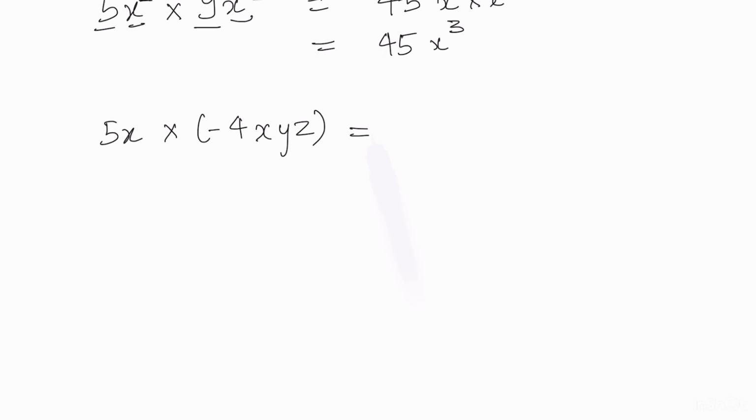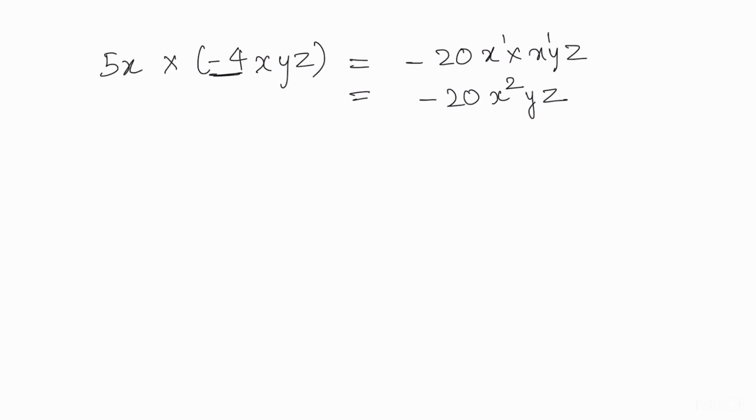Another example, one which is in NCERT, 5x into minus 4xyz. So you will do 5 into minus 4. Please take care of the sign, minus is there. So you will write minus 20. Then you multiply x with xyz. yz you can write the same because we don't have any yz term in the first term. So x will be 1 plus 1, which becomes x to the power 2, and yz can be written the same. We'll be doing that when you solve the exercise. I'll explain more. There's nothing much to be explained, this is very easy.